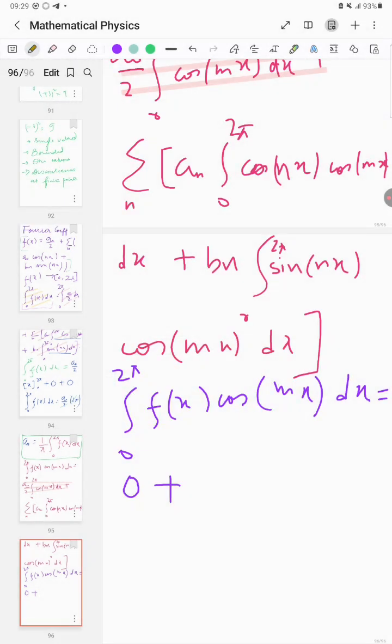Now we'll continue with just the second term. Which one is the second term? The second term being this one, a naught integration 0 to 2 pi cos nx cos mx dx.